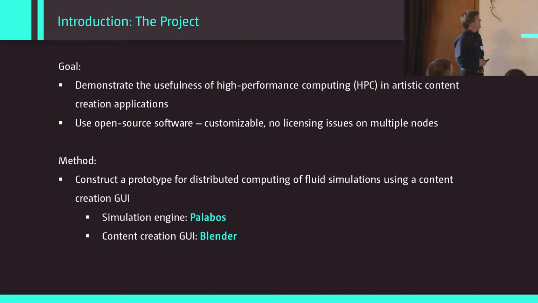One of the main points of the project is to use open source software. There are two main reasons for this. One is because we want to develop it further, so it's good that it's customizable. We get the open source code and we can modify it to our needs. And the other thing is if we want to use it on a supercomputer that has multiple nodes, then we don't have any licensing issues that we would normally have on commercial software.